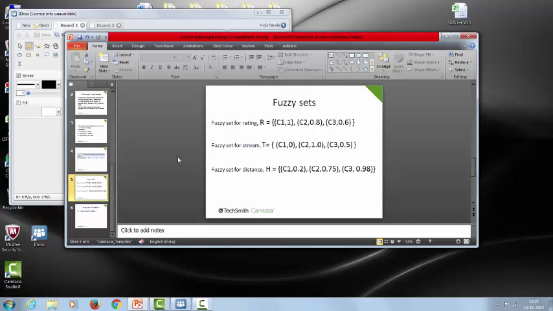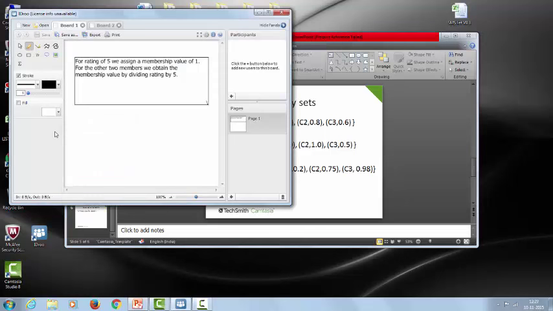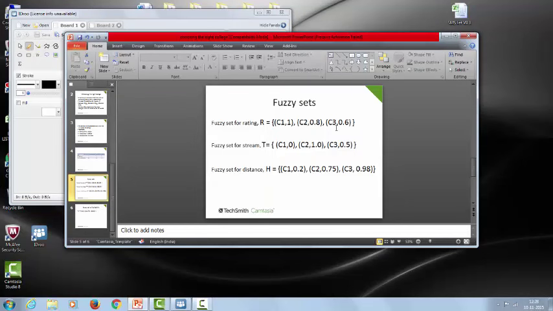For that, I have to form the fuzzy sets for the three parameters: rating, stream, and distance. In order to create the fuzzy sets, I have to decide upon the membership values. For rating, we can assign the membership value of 1 to the rating of 5, and for the other two we obtain the membership value by dividing by 5. So for college C2 the membership value would be 0.8, and for college C3 it will be 0.6. The fuzzy set of rating is given as C1, 1; C2, 0.8; and C3, 0.6.